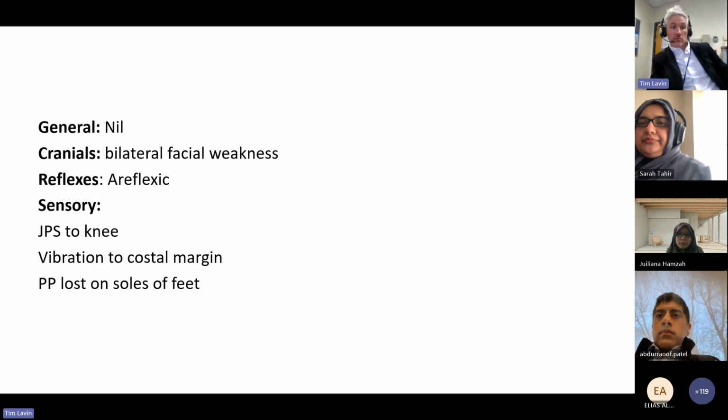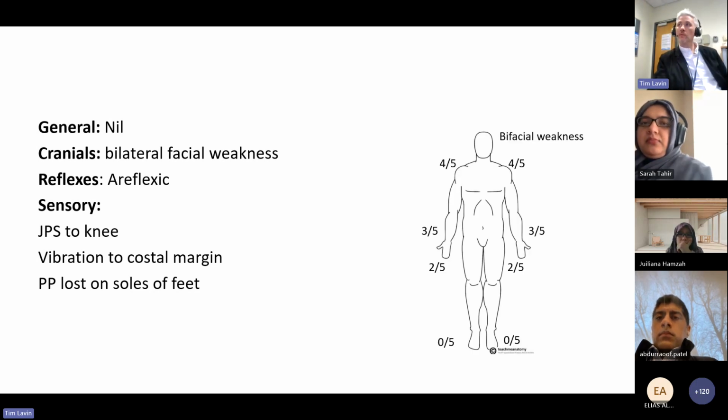On neurological examination, the general inspection is unremarkable. They have bilateral facial weakness on examination. They're globally areflexic. Sensory examination demonstrates pinprick loss to the knee, vibration loss to the costal margin, and pinprick loss on the soles of the feet. So that is the distribution of the weakness. And you can see that they do have both proximal and distal weakness. There's a predilection for distal weakness, but there's proximal weakness also.